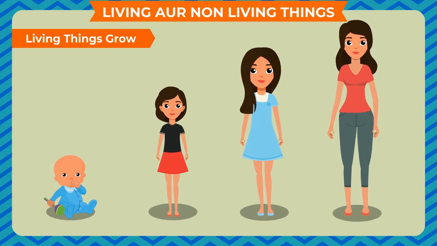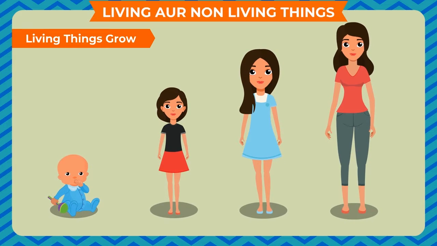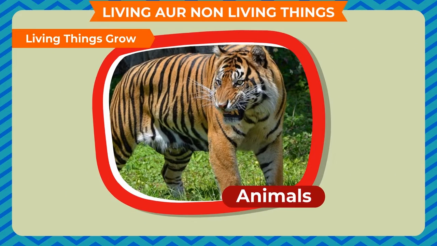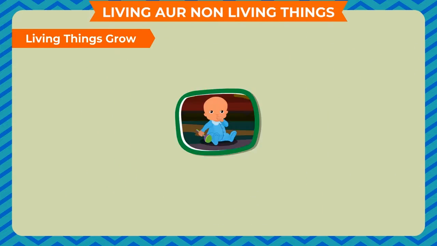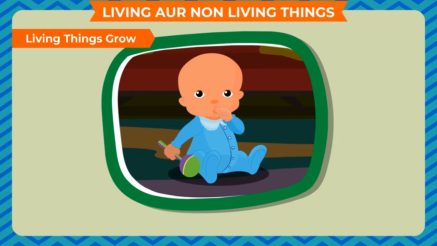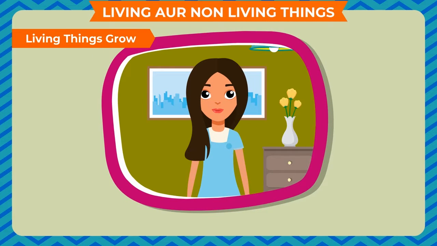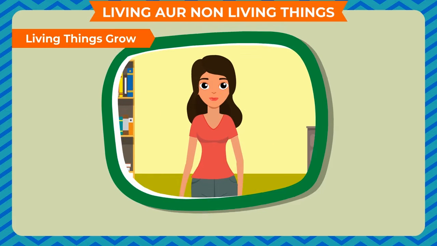Living things grow. All living things such as human beings, plants, and animals grow. If we see our picture when we were born, we see a small baby, and compare it with our present picture, we observe that we are growing continuously. After some years, we will grow into an adult.